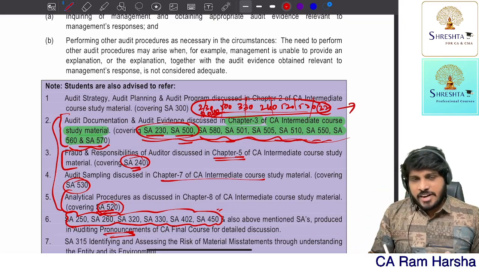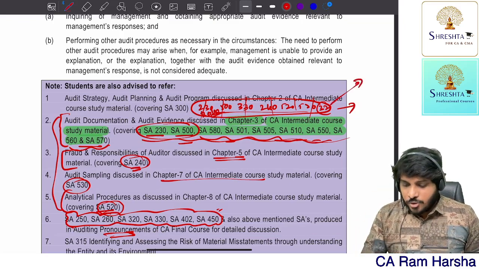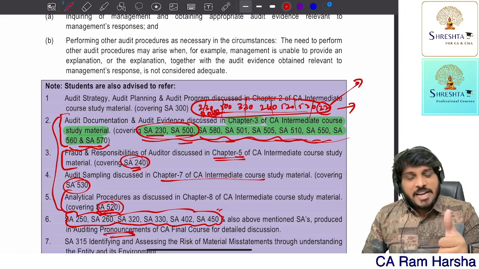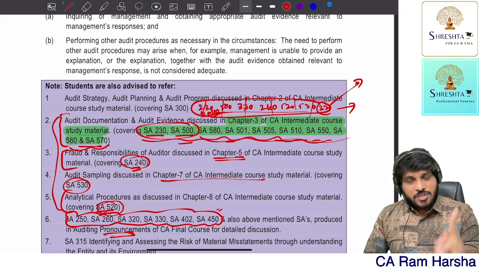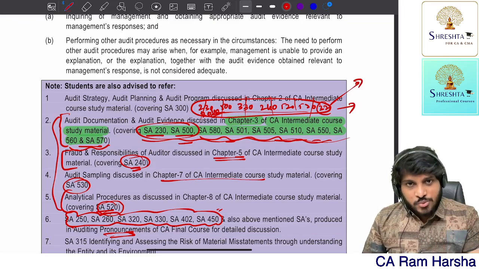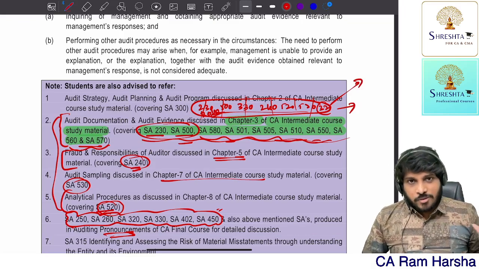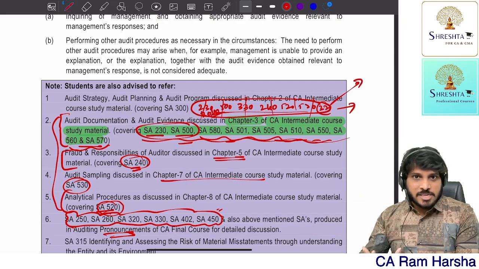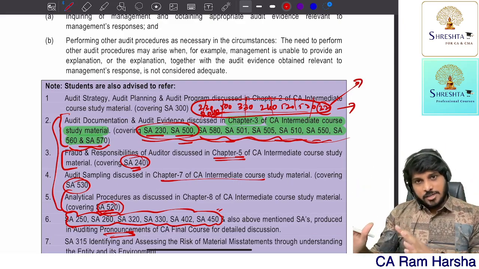Even for my CA Final students, what I tell them is to refer to the CA Inter marathon on these chapters: documentation and evidence, sampling, analytical procedure and fraud. For these 4 chapters, I tell my students to refer to the CA Inter Audit Marathon, where you will get a comprehensive coverage of all this, so that when a question comes in the exam, you feel like, okay, I know it.